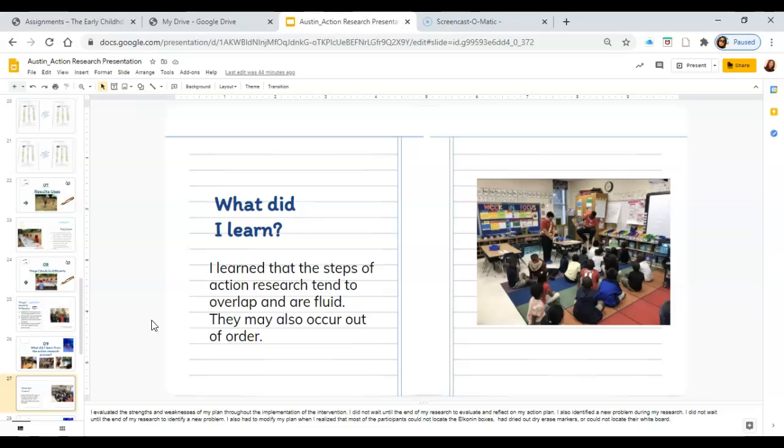Students may not have had the dry erase markers. They're dried out. Okay, we're going to have to use paper and pencil. You can't find your Elkonin boxes. Okay, we're really going to have to tap out these phonemes.